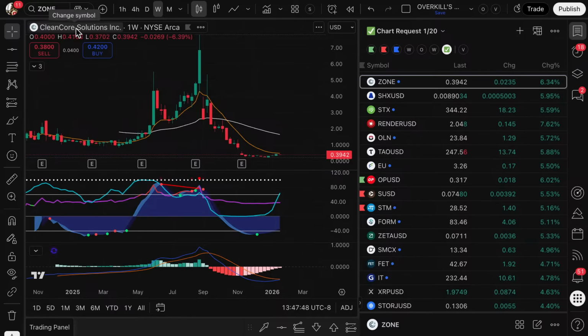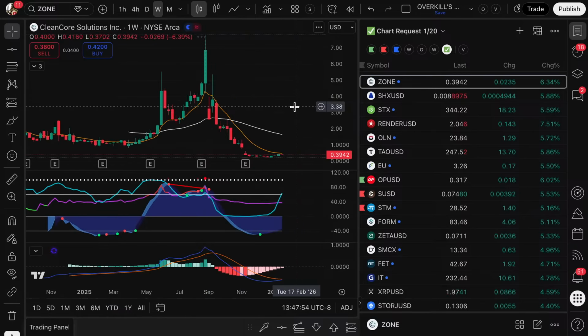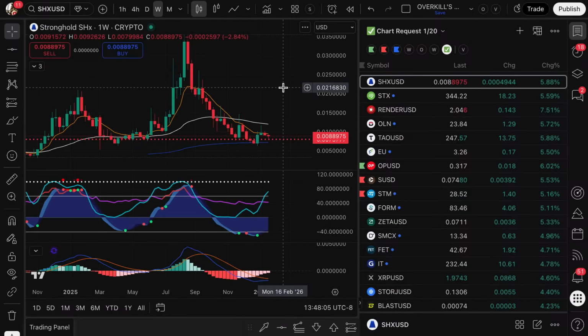Zone, Clear Core Solutions, has a green dot, but I don't know what they do, and I don't know how much money they make. So I don't know if this is just a rug pull or what the deal is. So if you know something about this company and you believe in it, then yeah, it's time to buy according to the indicator. But fundamentals do matter, right? You want to buy good quality projects, good quality companies, and that's the key.